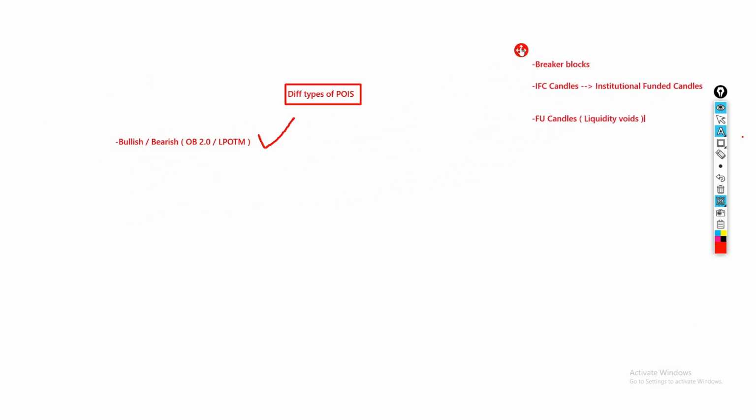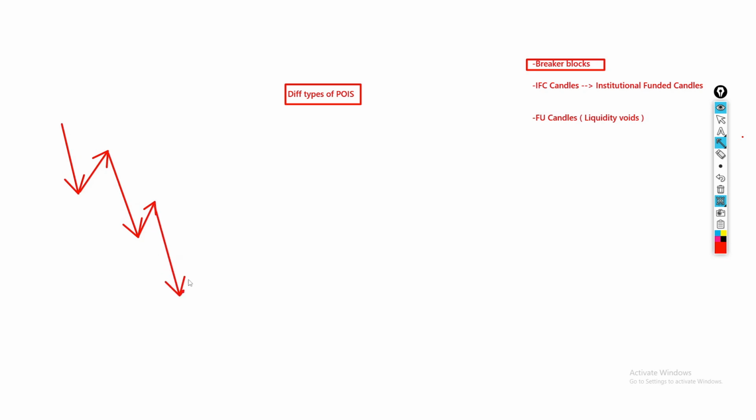Let me move this over here. Let me get rid of this one, because you already understand it, and let's start with the breaker blocks. We're going to start with an example here, because it's going to serve you very well in your understanding. So we have a market that is pushing down like this, and all of a sudden you get something like this. So let's try to think about this structure logically.